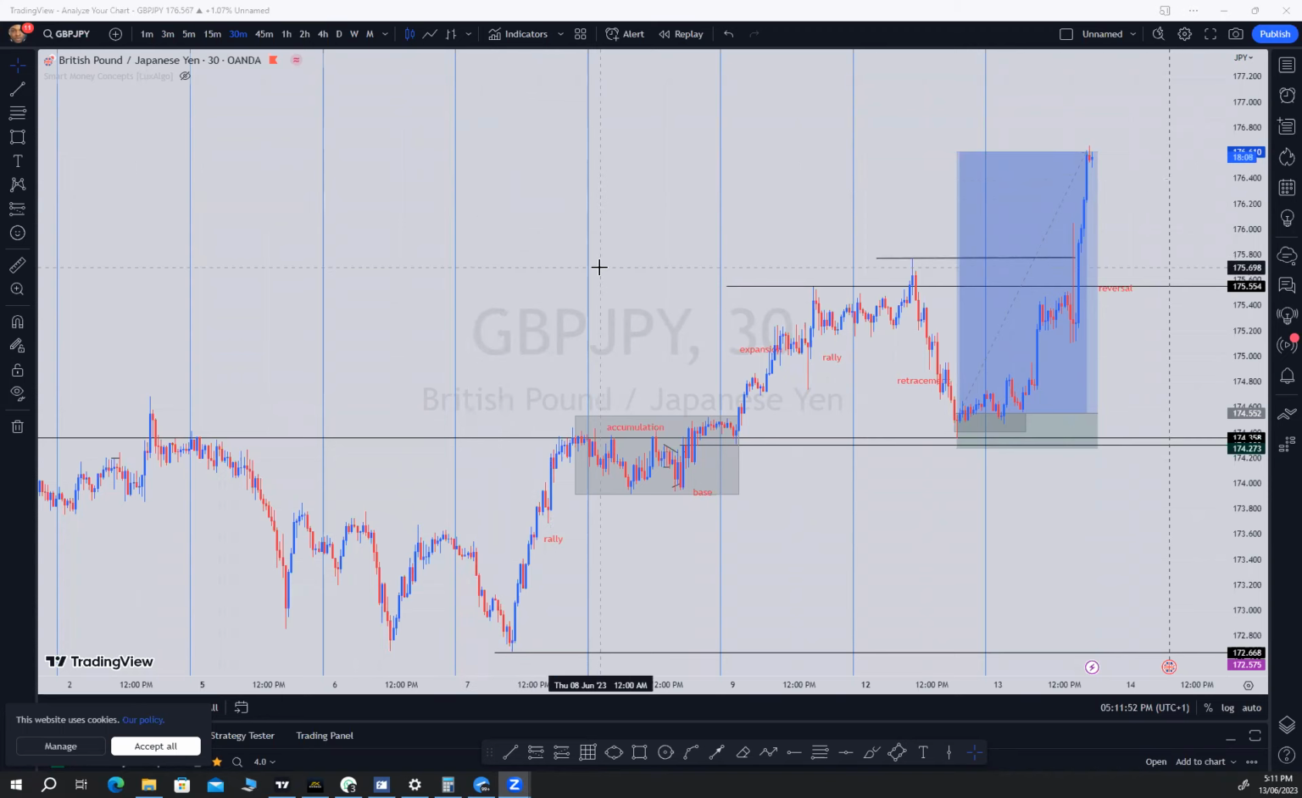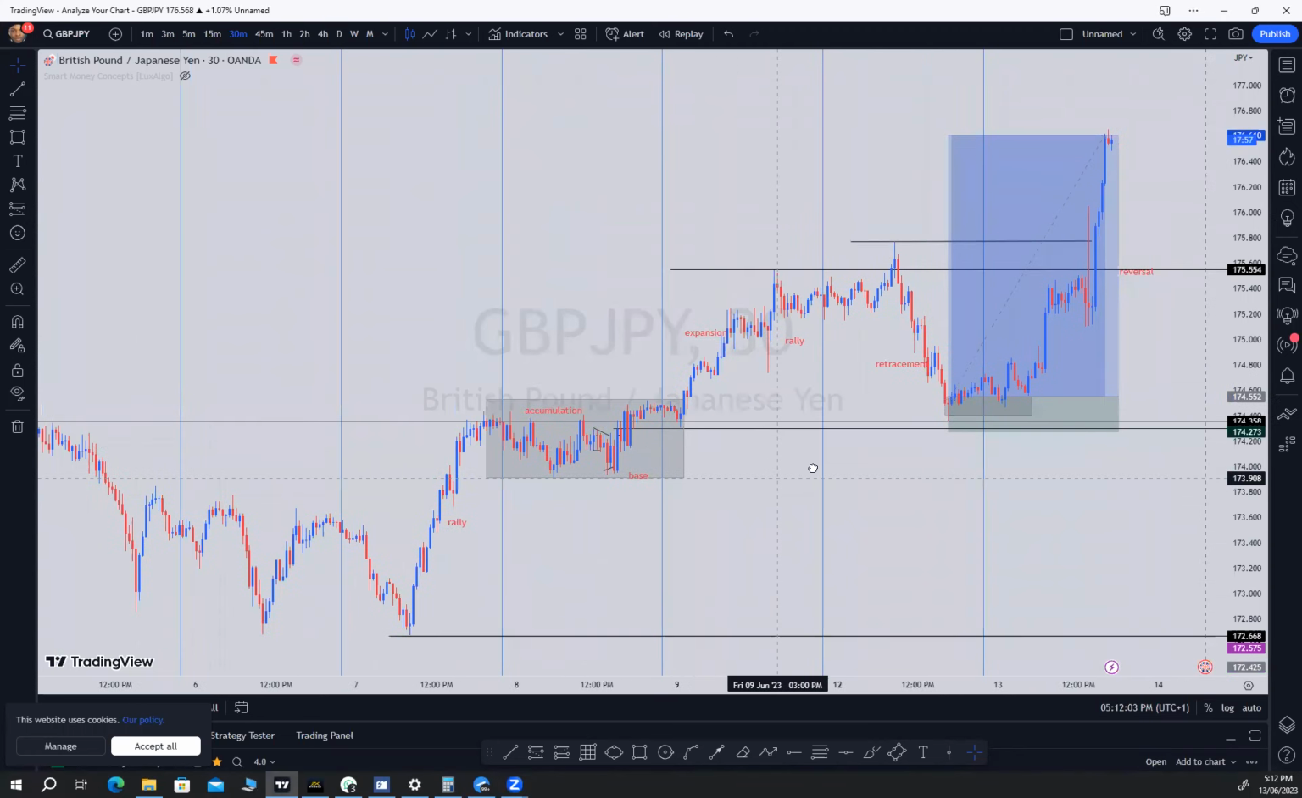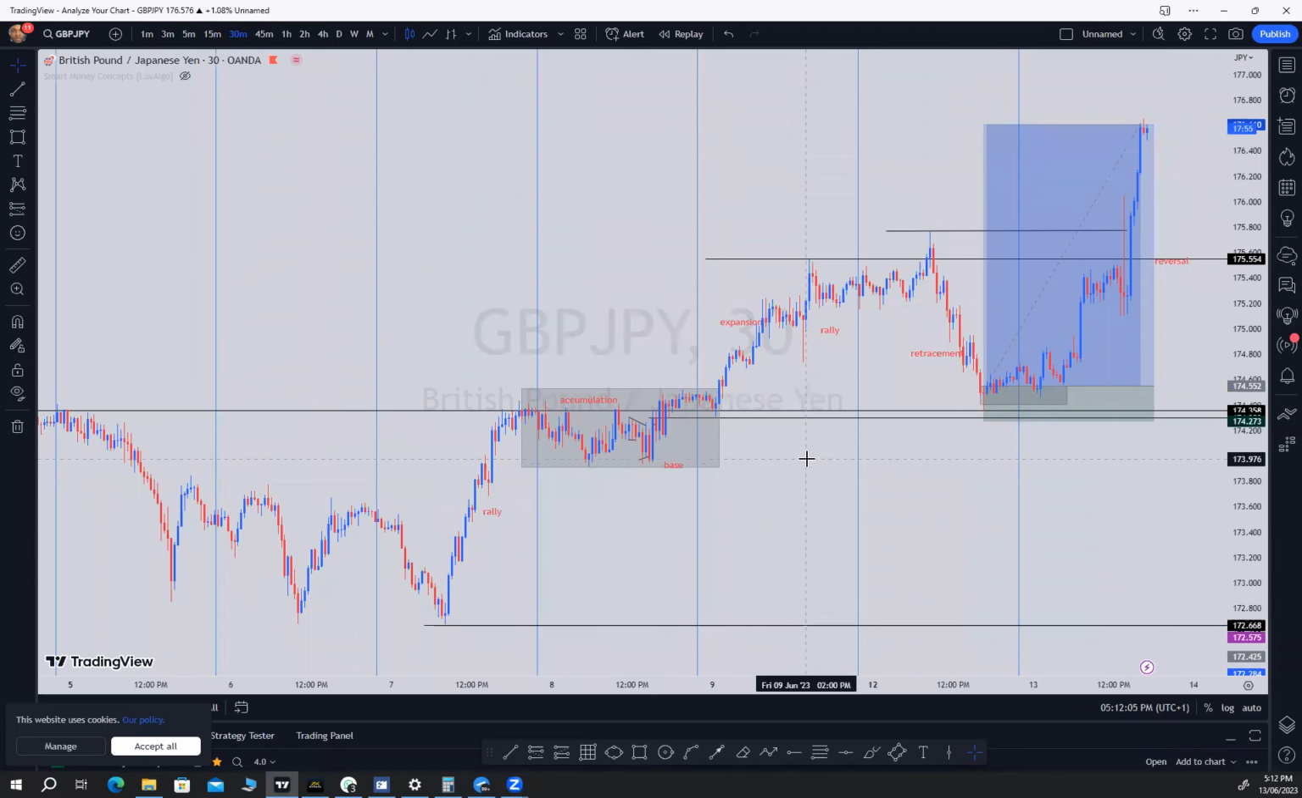Today I'm going to be showing you guys how we were able to catch over about 200 pips on the trade GBP/JPY. That's the pound yen. I'm going to be taking you from step to step gradually and showing you every step of the way and how I was able to catch this trade.